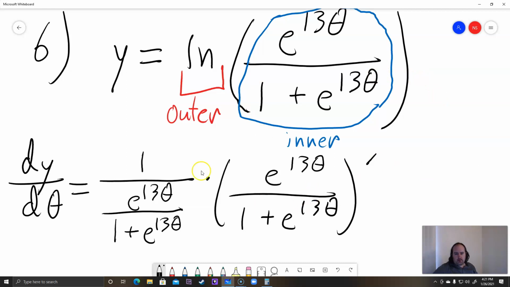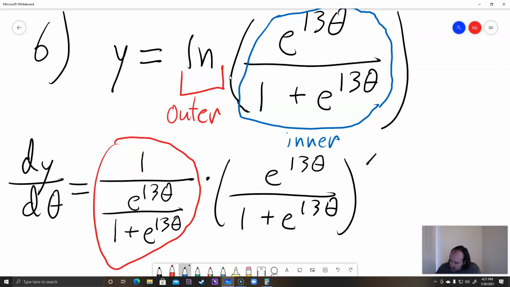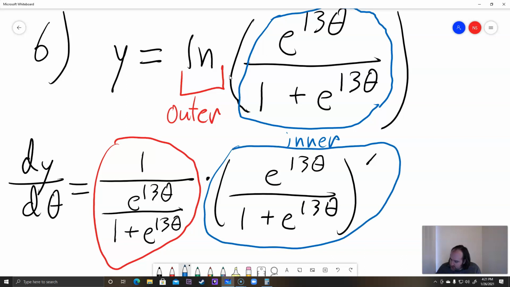Okay, so we took the derivative of the outer function. That was done right here, circled in red. And now we have to work on the derivative of the inner function. The inner function is kind of the annoying part here, because we have a quotient, we're dividing, so we're going to have to use the quotient rule.